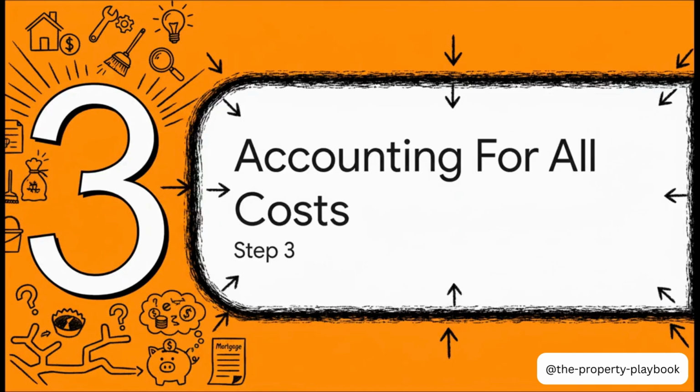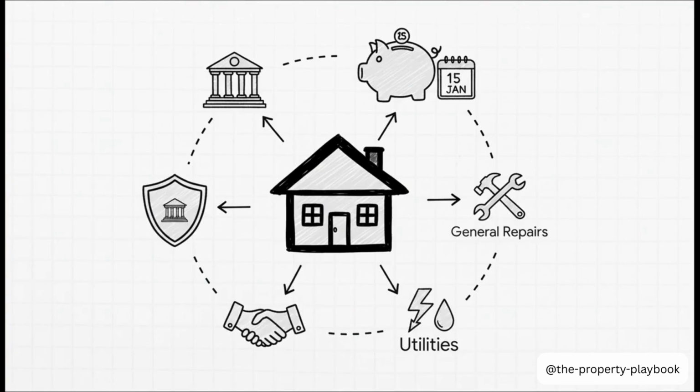Okay, on to step 3, operating expenses. Now I want you to lean in for this one because this is where most new investors completely blow it. They just forget about all the other costs that come with owning a property besides the mortgage. So what are we talking about here? Well, it's basically everything except your loan payment.